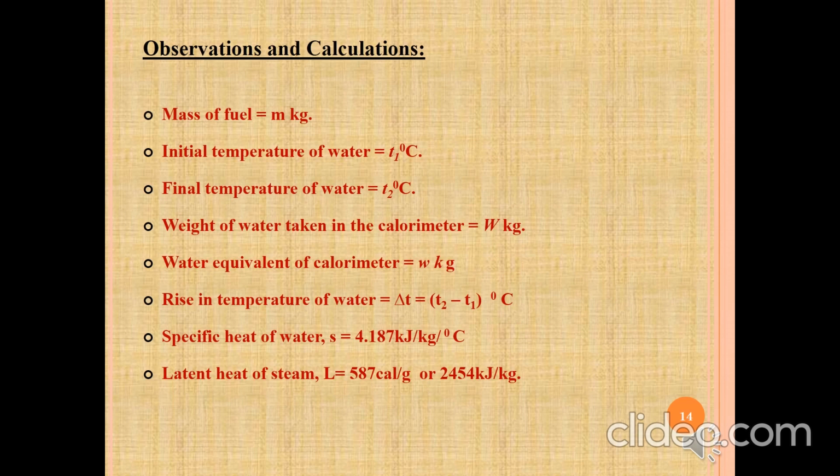Observations and calculation part. Mass of the fuel is taken as m kg. Initial temperature of water is T1 degree Celsius, which is noted down with the help of the Beckmann's thermometer before the start of the reaction. Final temperature of water is T2 degree Celsius, which is noted down once the reaction is completed with the help of the Beckmann's thermometer. Next, the weight of water taken in the calorimeter is W kg. Water equivalent of calorimeter is small w kg.